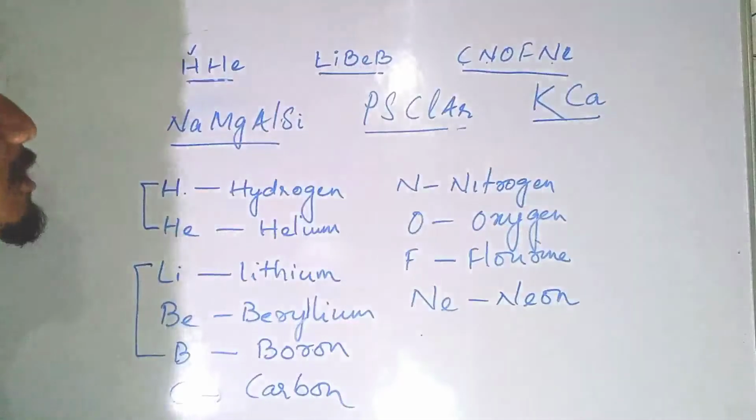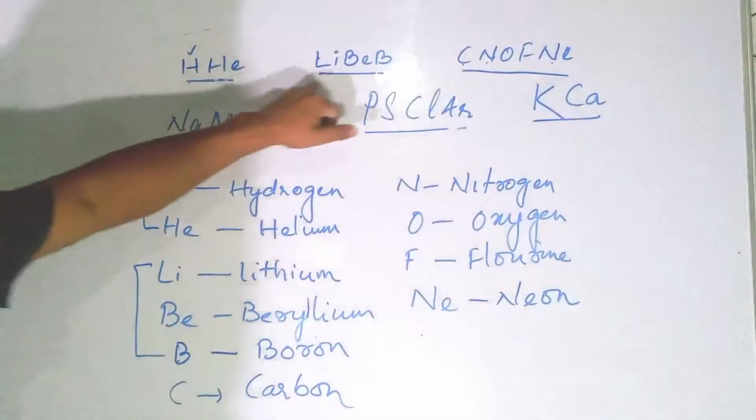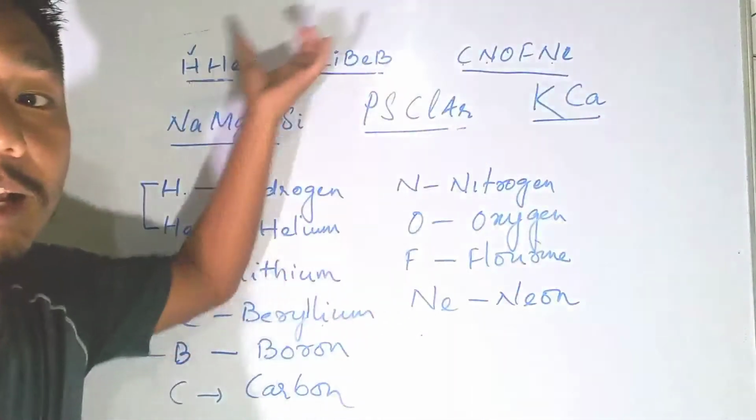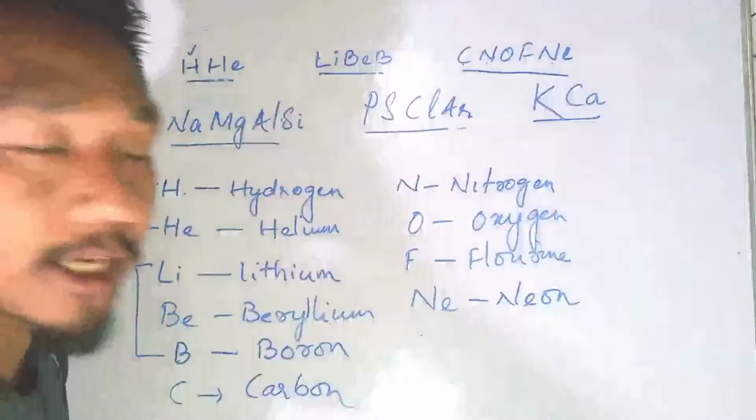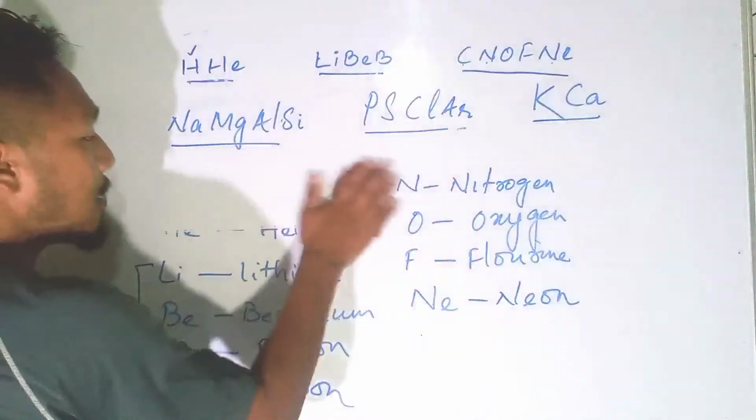Try to read together again: He libef sinofni. So we have 10 elements now. Let's see another 10 elements.